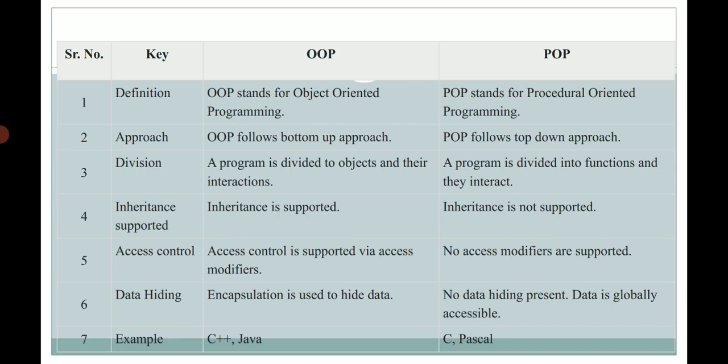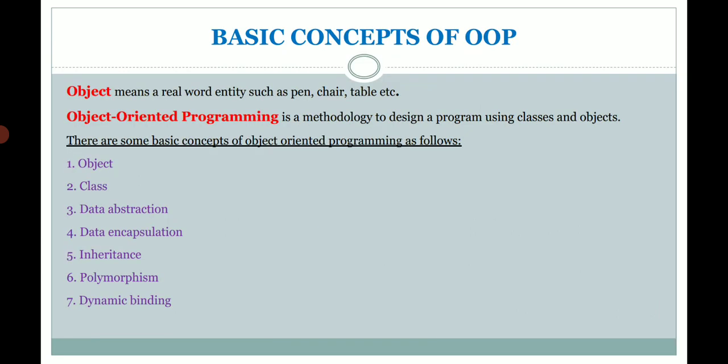Then examples for object-oriented programming are C++, Java, VB.NET, ASP.NET, etc. In procedural oriented programming, the examples are C and Pascal. Then next, let's move on to the next topic, basic concepts of object-oriented programming.